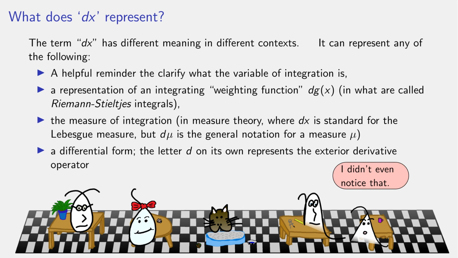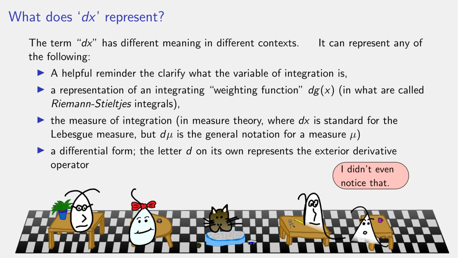So it can be a whole bunch of different things. In Calc 1, and in, for example, multivariable calculus at the undergrad level, it's really mostly a reminder to tell you what variable you are integrating. What is the variable of the function? Because you may have other constants floating around like a or b, and you want x to be the variable.